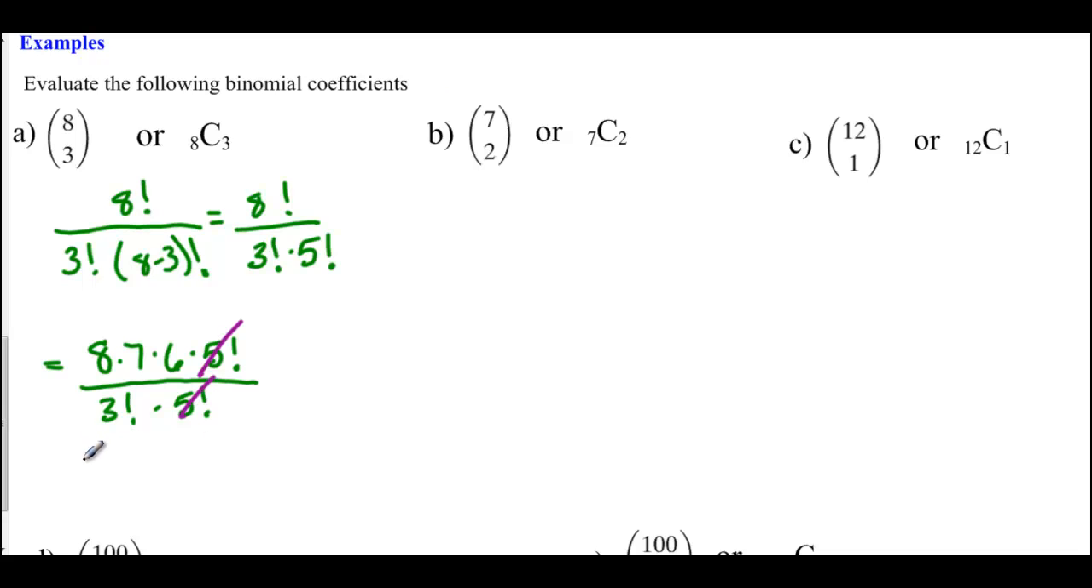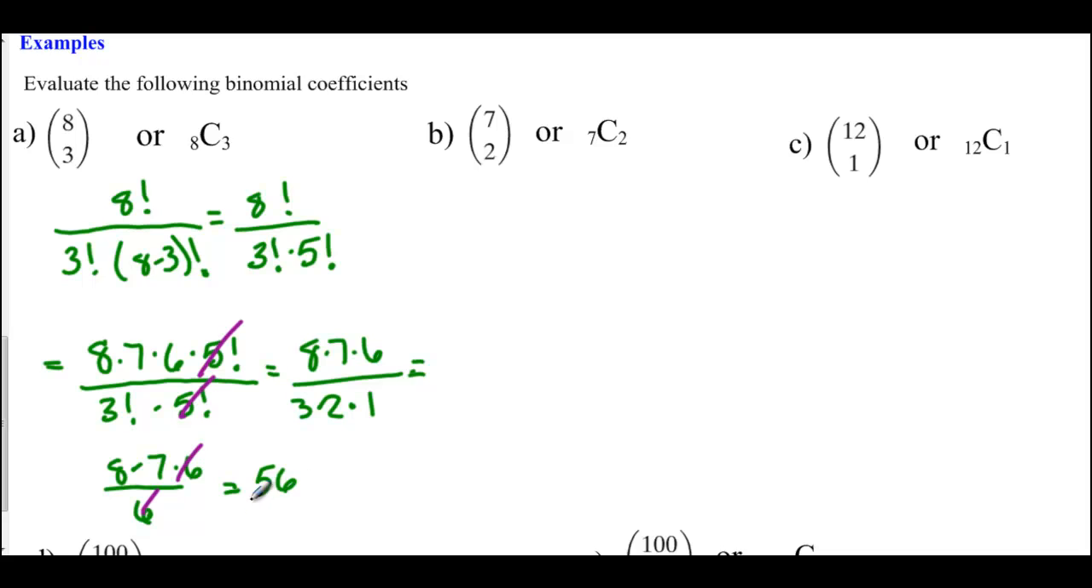And then we're almost there. So now I've got the 8 times 7 times 6 on top. On bottom, 3 factorial is 3 times 2 times 1. Well, this 3 times 2 times 1 is just 6, right? So we've got 8 times 7 times 6 over 6. We can cancel the 6's. So then we end up with 8 times 7, and we get 56 after all that's said and done.